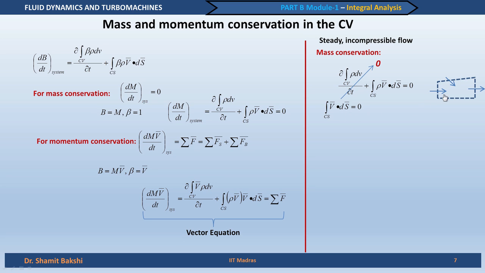Now let us look at a situation where the velocity is not continuously varying along the surface. The derivations which we have done and the expressions which we have written for mass conservation as well as for momentum conservation are more generalized. That means they are applicable to a general situation. In many cases we can make very simple assumptions.